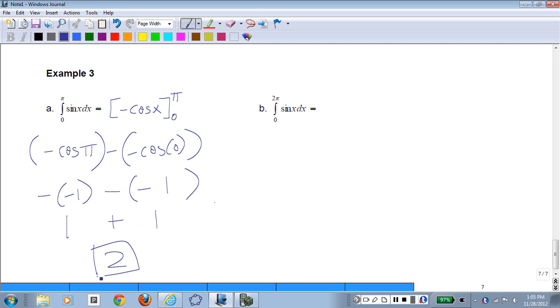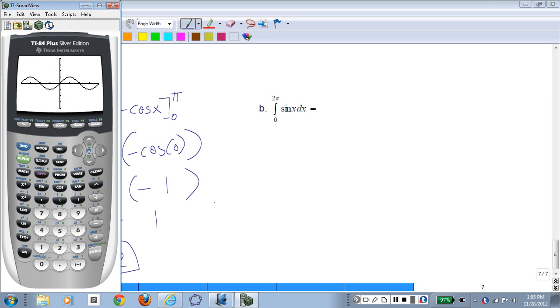It is 2. So the area bounded by that half of the sine curve and the x-axis, if we do the second calc 7 thing, from 0, the lower limit, to pi, the upper limit, the area is exactly 2. I would have expected something irrational, but it is exactly 2 right there.